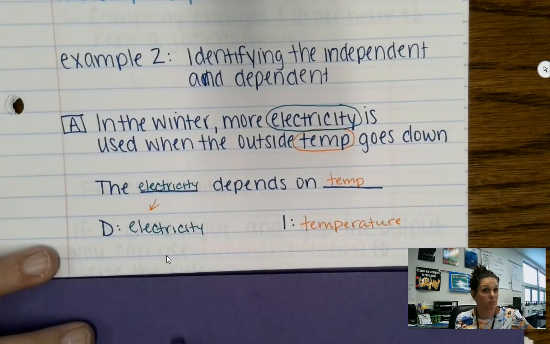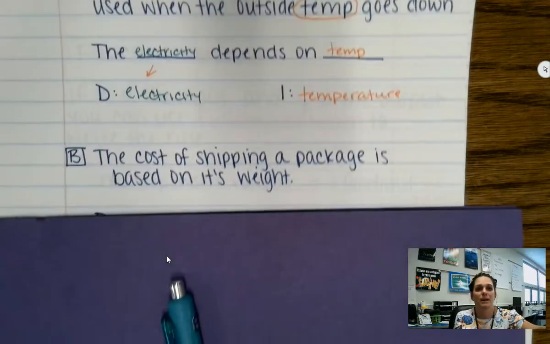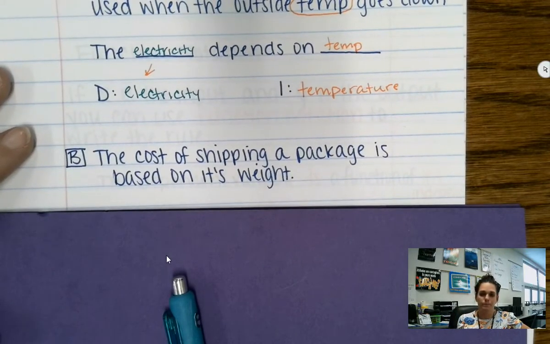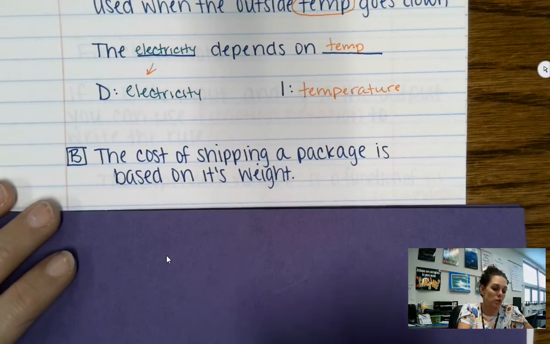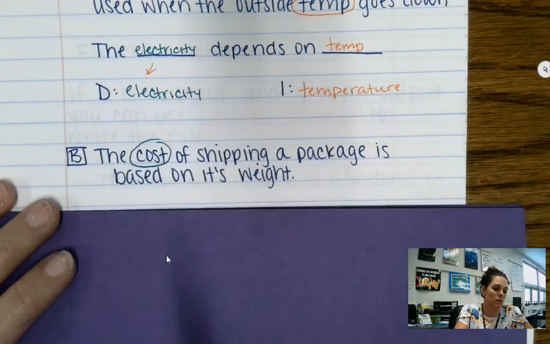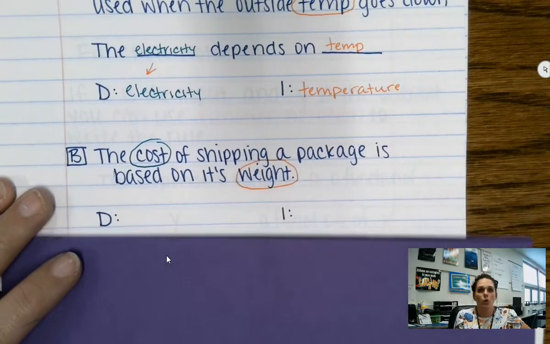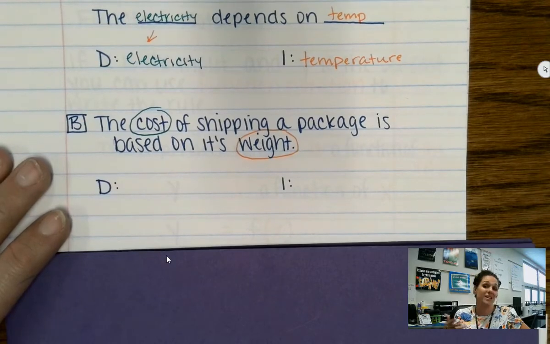Make sense? Definite maybe? Let's see what this next one says. So we now have an example that says the cost of shipping a package is based on its weight. So again, I ask the question, what are the two things that I'm actually measuring? Well, I'm measuring cost and I'm measuring weight. So which one depends on who? The blank depends on blank. So does the cost depend on weight, or does the weight depend on the cost?